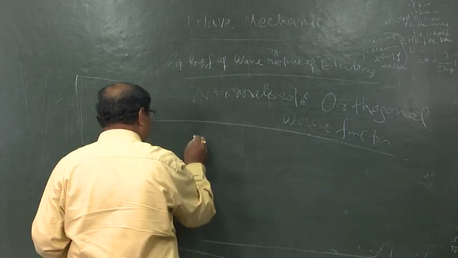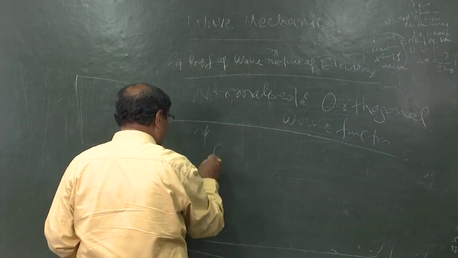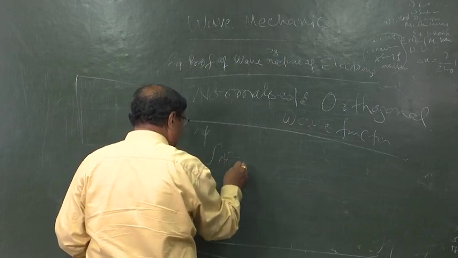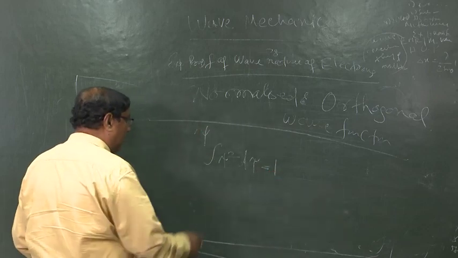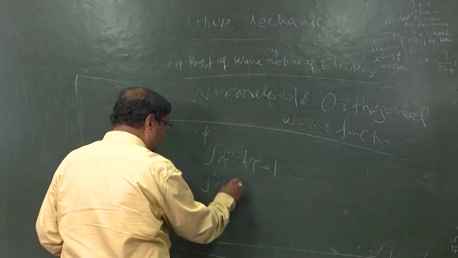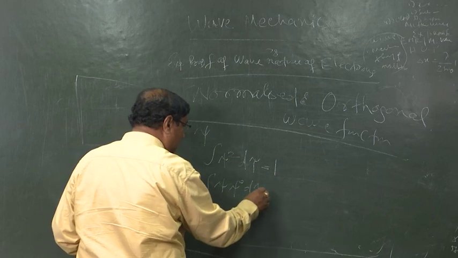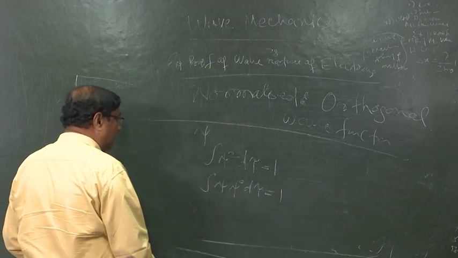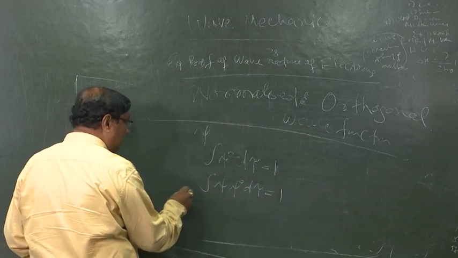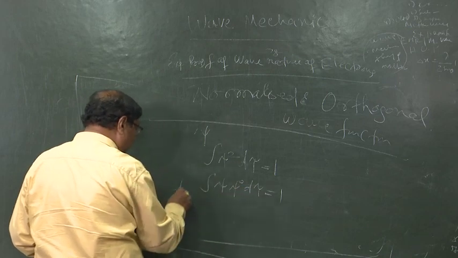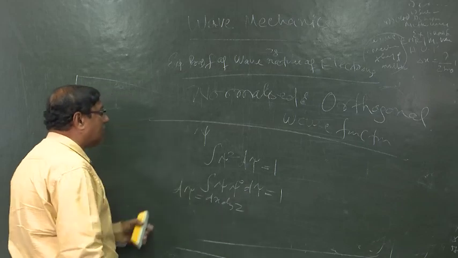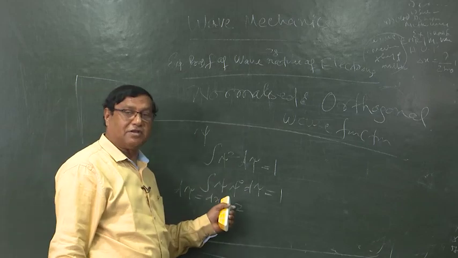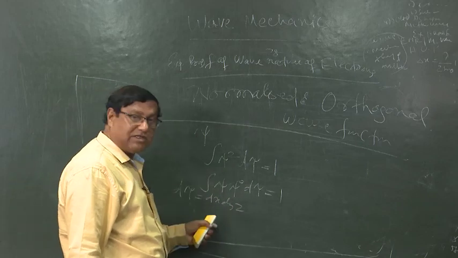That means if psi is a wave function, then the integral of psi square d tau over space is equal to 1, then it is called normalized. Here d tau means the volume element dx dy dz. So this is called a normalized wave function.